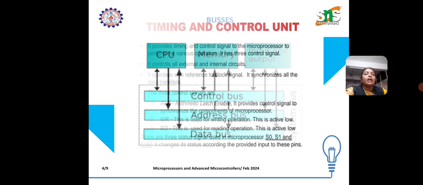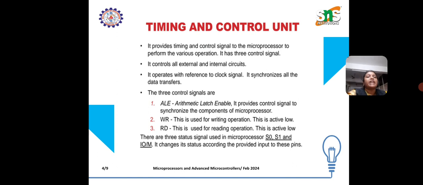Okay, next we will move on to the timing and control unit. It provides timing and control signals to the microprocessor to perform various operations. It controls all the internal and external circuits. It operates with reference to the clock signal. It synchronizes all the operations. The clock signal is generated by using oscillator circuits.